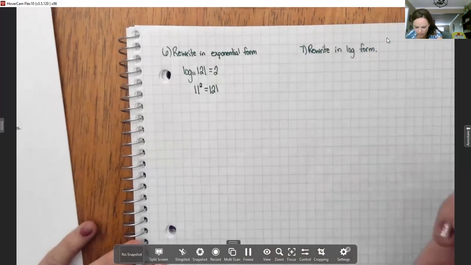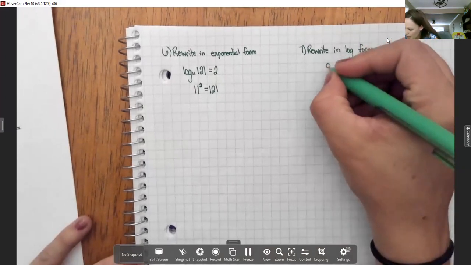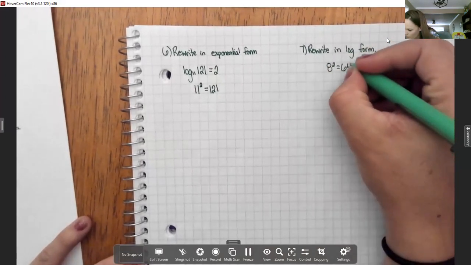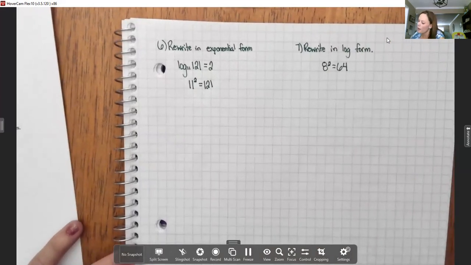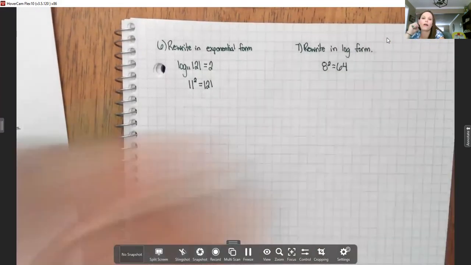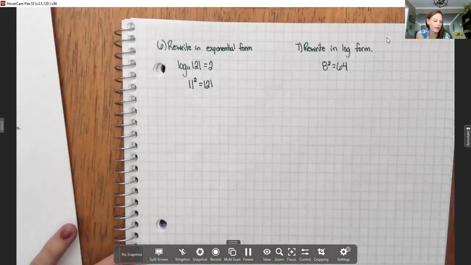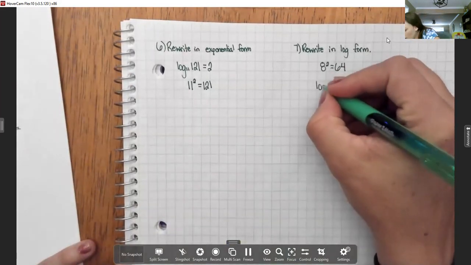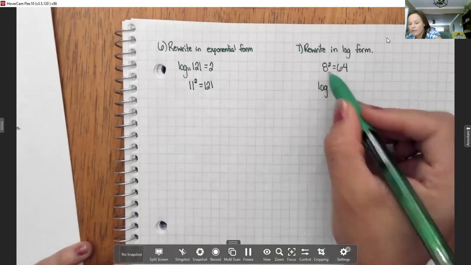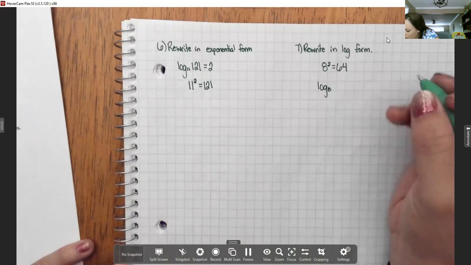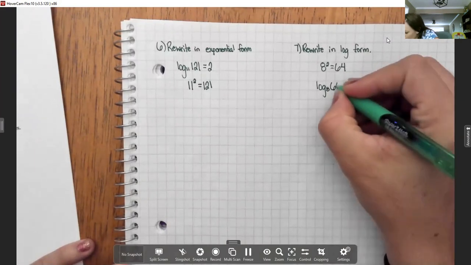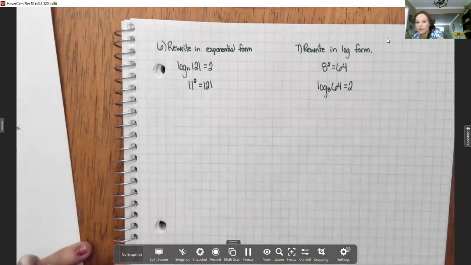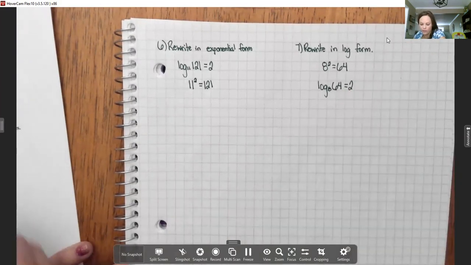Rewrite in log form. And the problem is 8 squared equals 64. So that's a true statement. So if I want to rewrite this in log form, I'll give you guys a second to write that down in case you're behind. So this would be log, the base of the log is the base of the exponent. Log base 8 of the number by itself is equal to 2. So log base 8 of 64 is equal to 2.